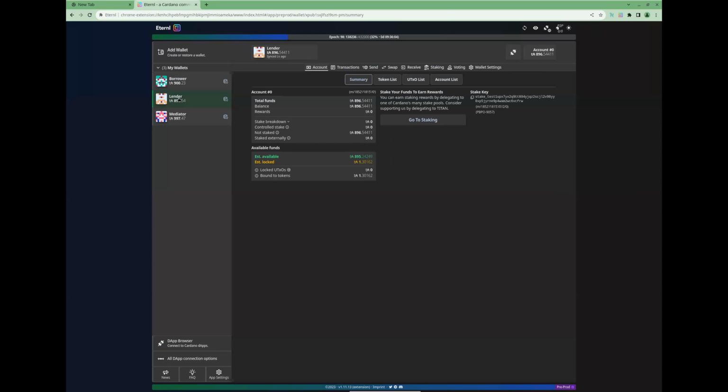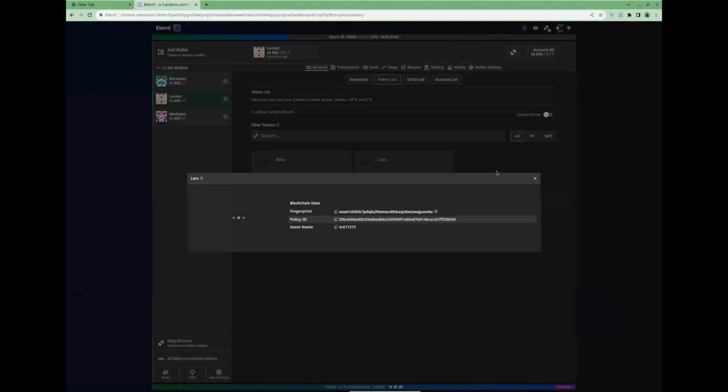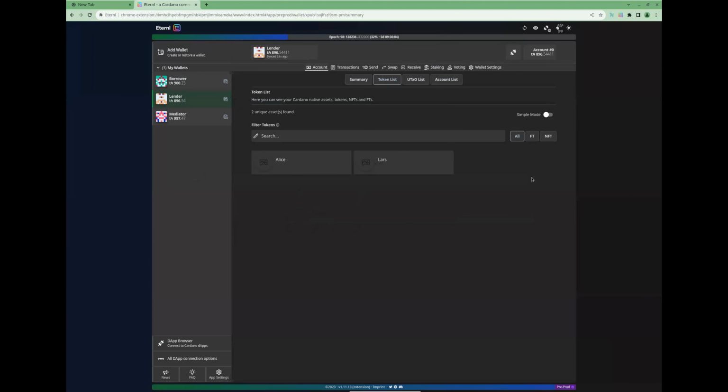I was this lender, right? So here I see I have a bit less ADA, and I can click here on token list. And let's see, now I have this last NFT, which I now got. And Karina will have in her wallet a Karina NFT. Yes, I have. Very good.